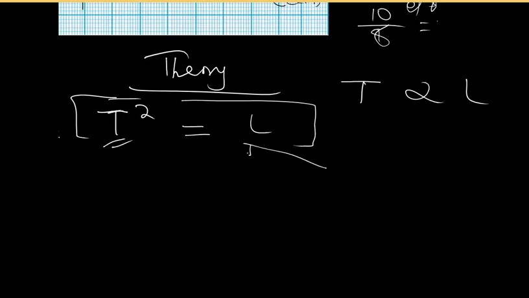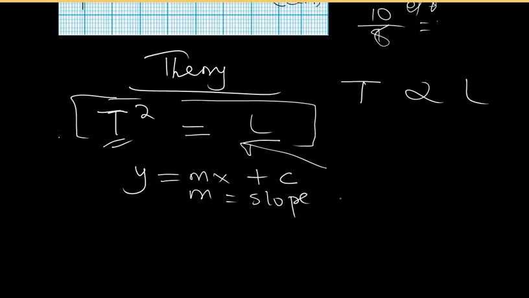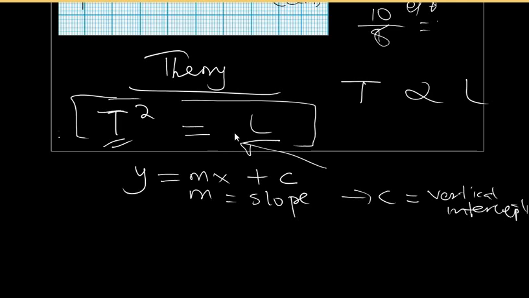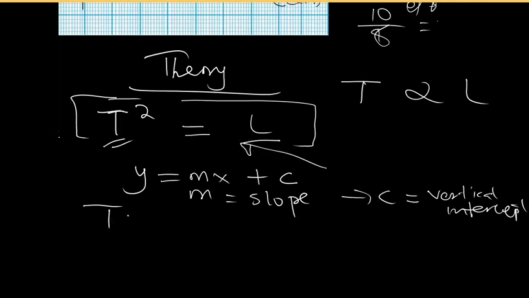The reason why you are asked to plot this graph is actually based on the equation of a straight line. Let me tell you how that works. This is the general equation of a straight line, where this m represents the slope and the c represents the vertical intercept. The reason why you are asked to plot the graph of t square versus L is because the formula for the period of a simple pendulum was actually converted to the equation of a straight line graph.